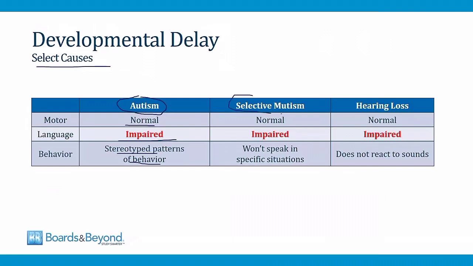Selective mutism occurs when a child does not want to talk in certain situations. This can give the appearance in the pediatrician's office of impaired language development. This mostly happens in girls. They have normal motor development, and the hallmark is that they won't speak in specific situations, but the parents or caregivers will tell you that they speak normally at home, for example, even though they won't in the doctor's office. And then we talked about hearing loss earlier in this video, but children with hearing loss have normal motor development but impaired language development, and the hallmark here is that they do not react to sounds and noises.